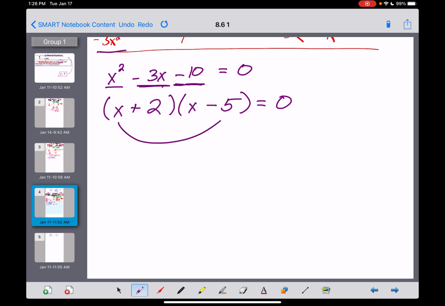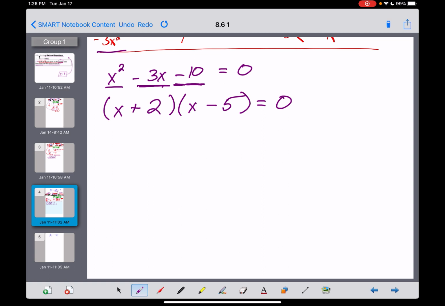And you're welcome to do FOIL right here, but I think this is going to work out. That's a negative 5x and a plus 2x. Those combine to the negative 3x that we needed. The first two product is going to be x squared. The last product is negative 10. Yeah, we're in the right spot here, guys. So here's where we are.